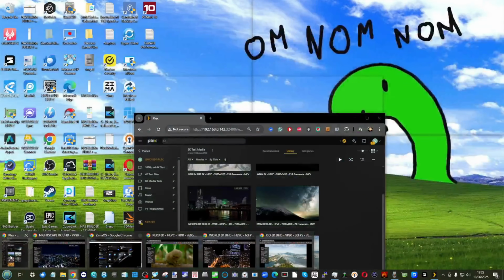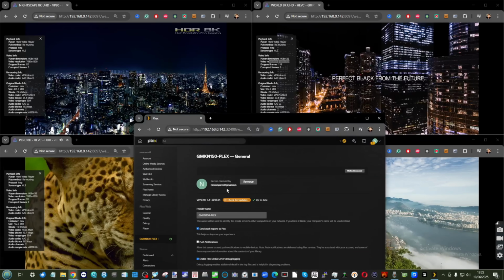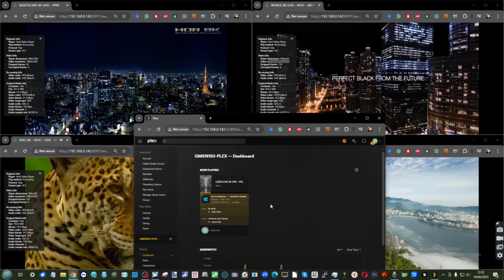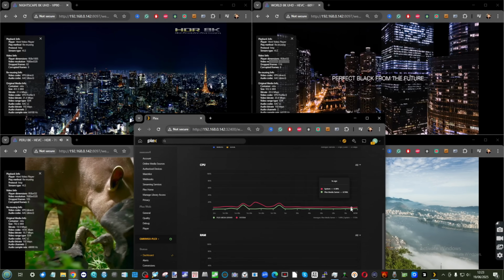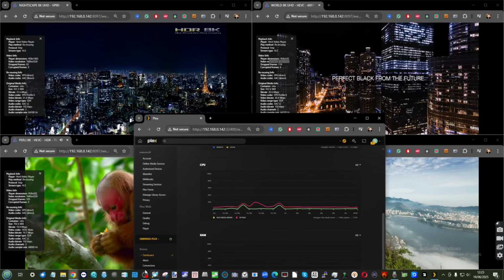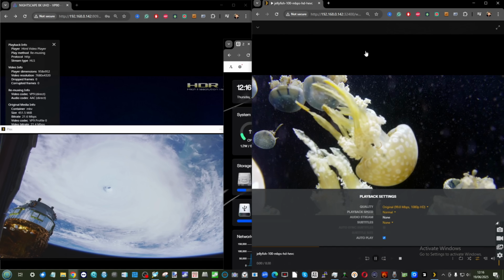In fact, right now, if we go into Plex, we can use the Plex backend to find out a little bit more information about the CPU resources being used there in the background. There's only the one coming from Plex, but CPU utilization is still pretty darn good. And for me, that's the big takeaway here.